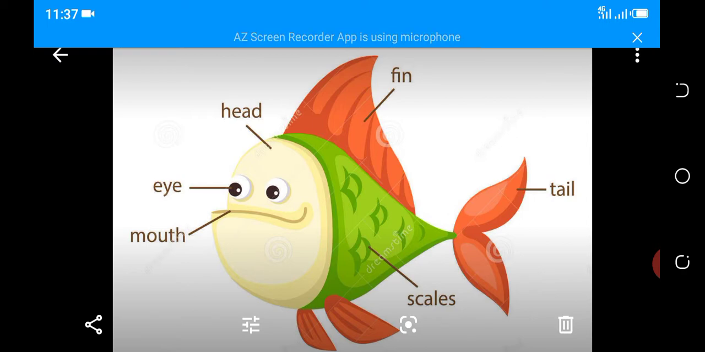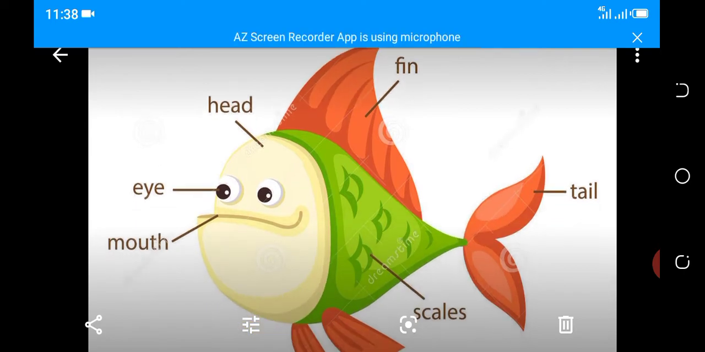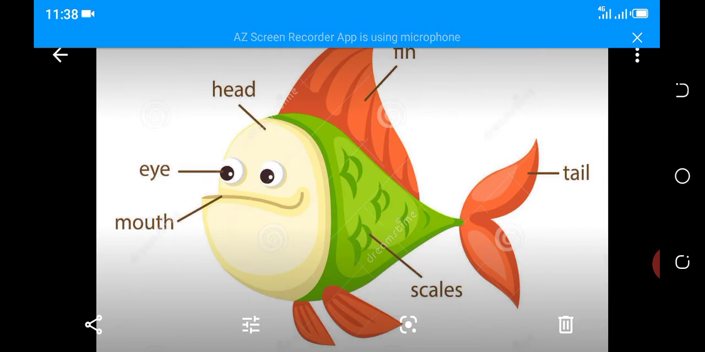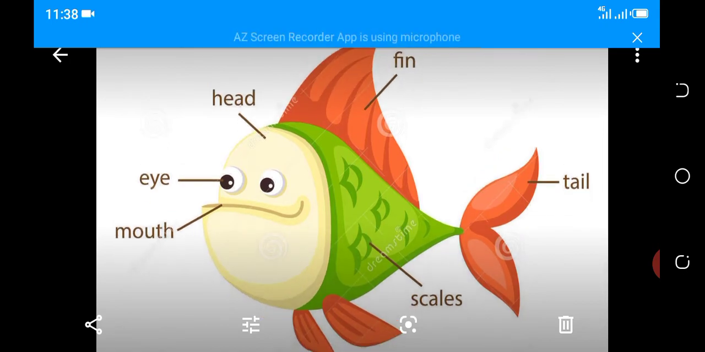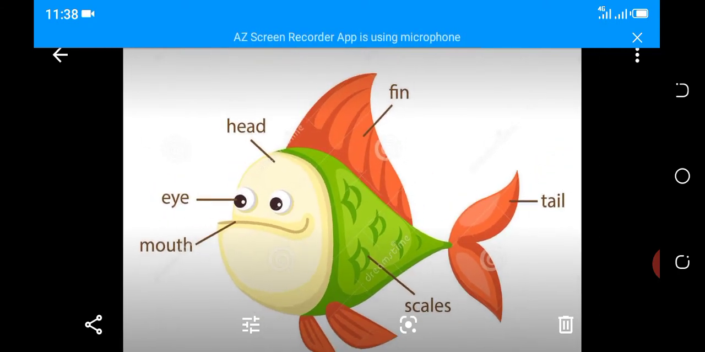Fish have fins that help them to swim. Look at the picture. This part, the fins, helps them to swim in the water. Fish have scales here. Look at the picture, scales. These scales protect their bodies. Also, fish have gills, here, behind their head.